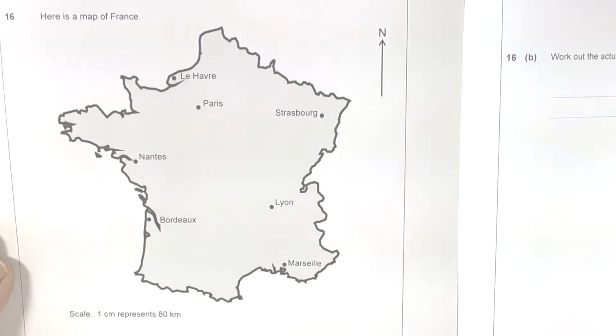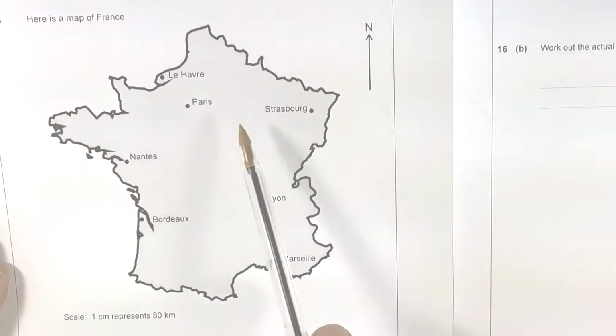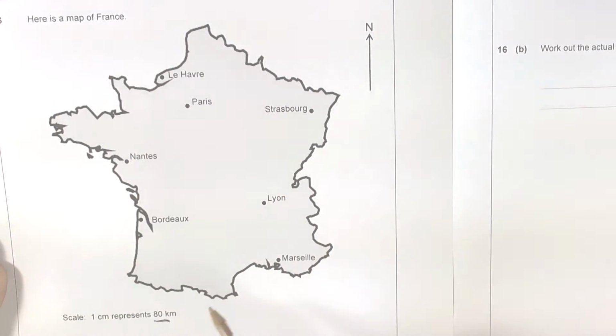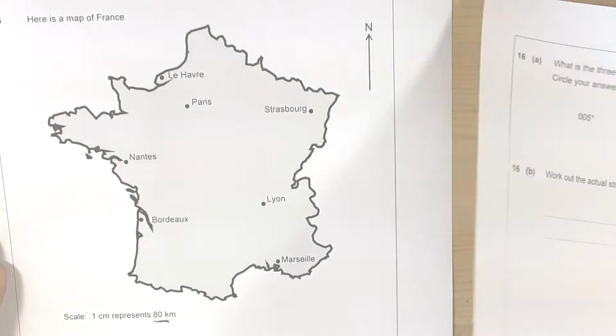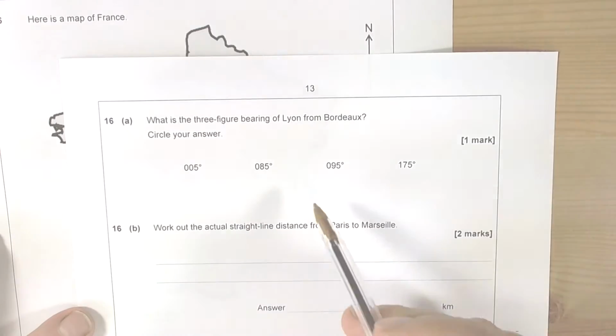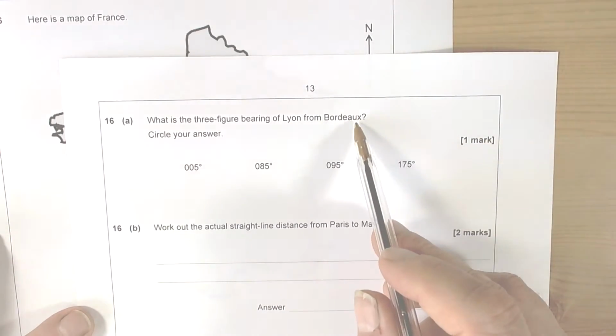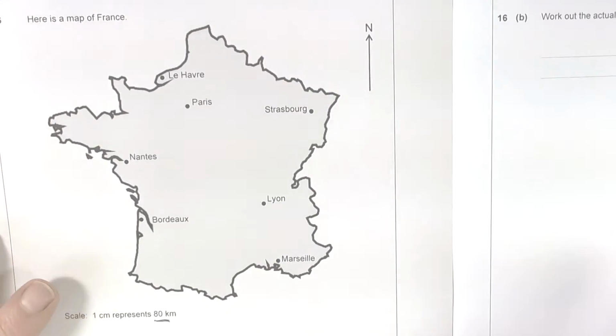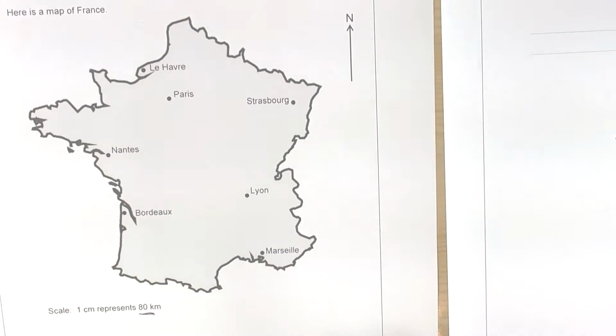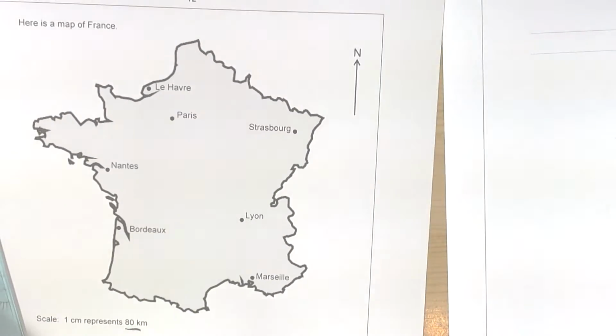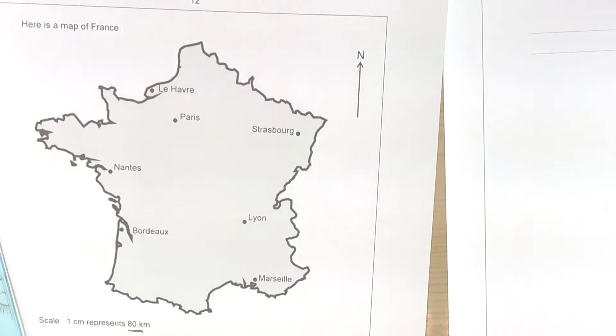Okay, so this question talks about a map, and it gives us a scale to work with. And when we read the question itself, it says, what is the three-figure bearing of Lyon from Bordeaux? So we go through and do our usual thing for bearings. We know it's going to involve a protractor and a ruler to do the measuring of straight lines, etc.